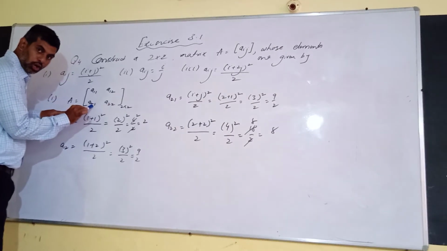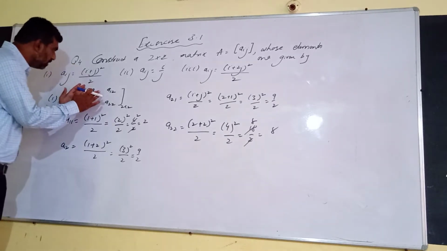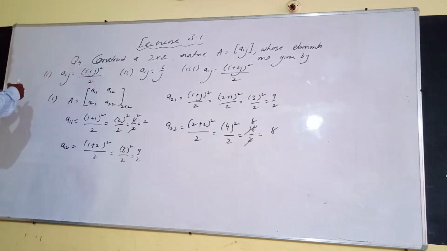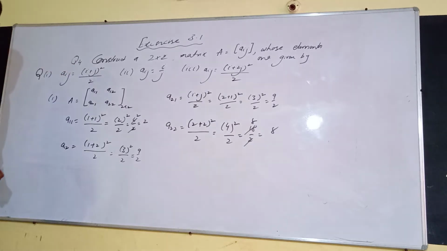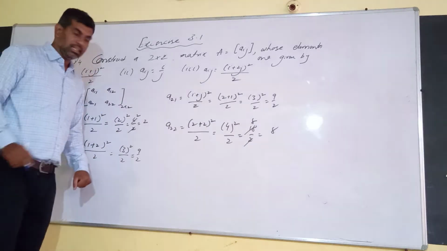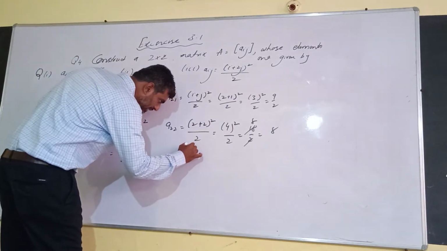Second row, first column. Second row, second column. These values we have substituted in question number 1 of this main 4. We got all the answers. Now we will write matrix A. Now what is matrix A?